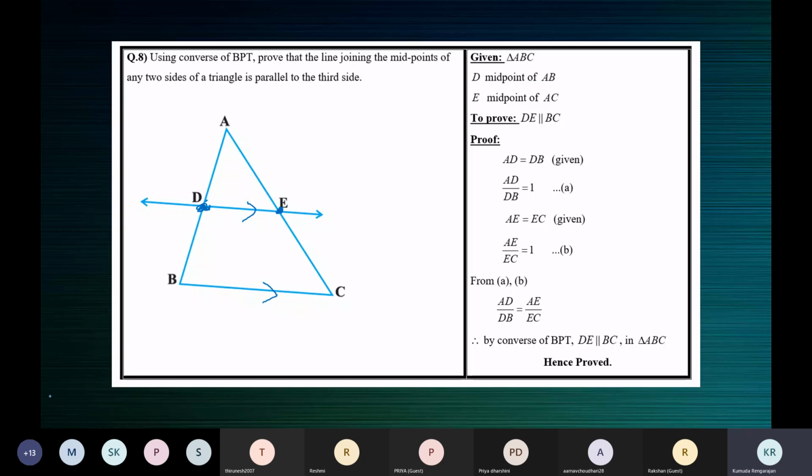Given D is the midpoint of AB, given E is the midpoint of AC, we need to prove that the line or the line segment joining D and E is parallel to the third side. It's given a line here, so I've taken a line segment. It applies to both. That's what we have to prove. We have to prove that DE is parallel to BC.